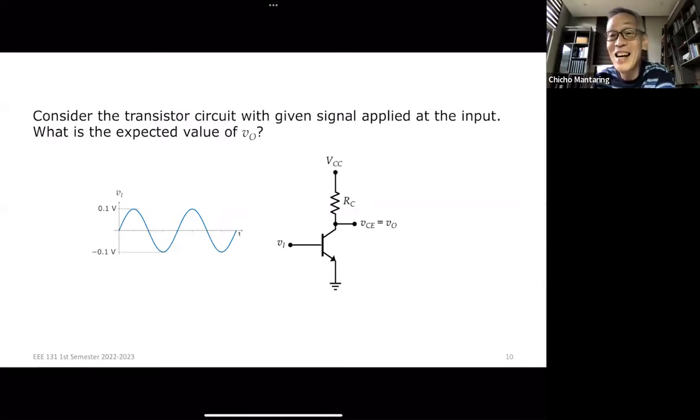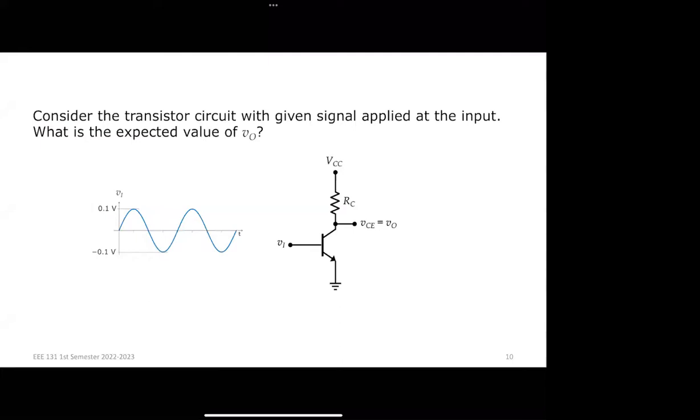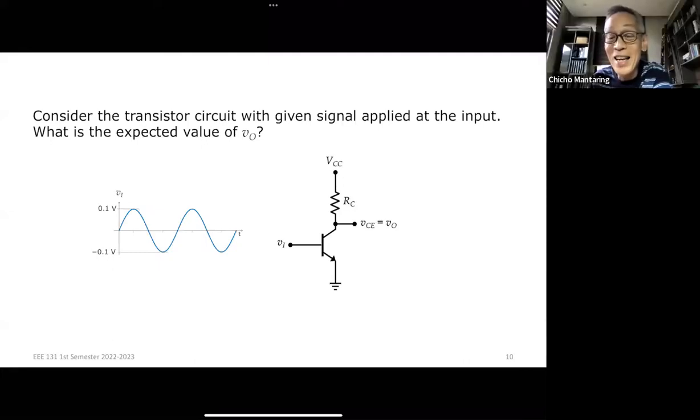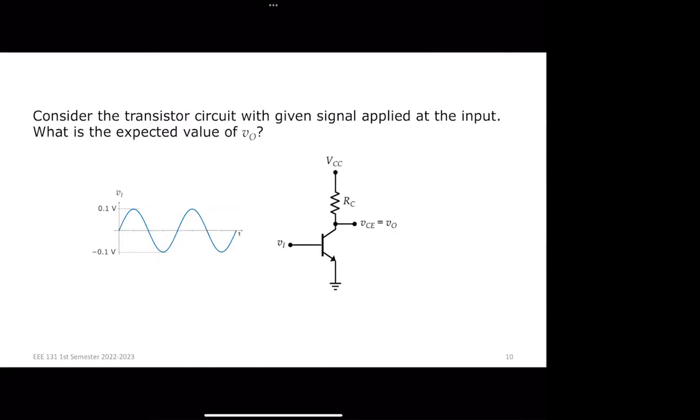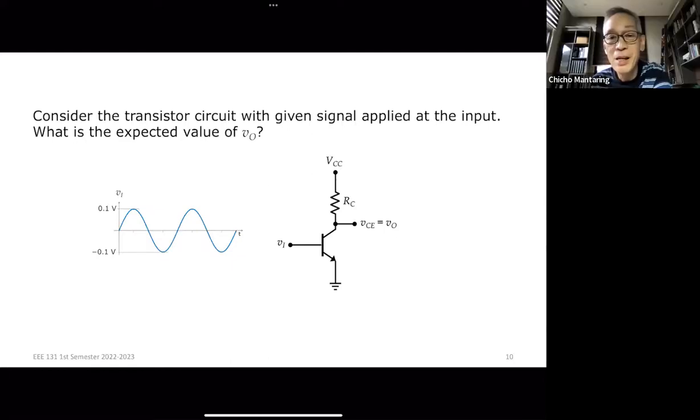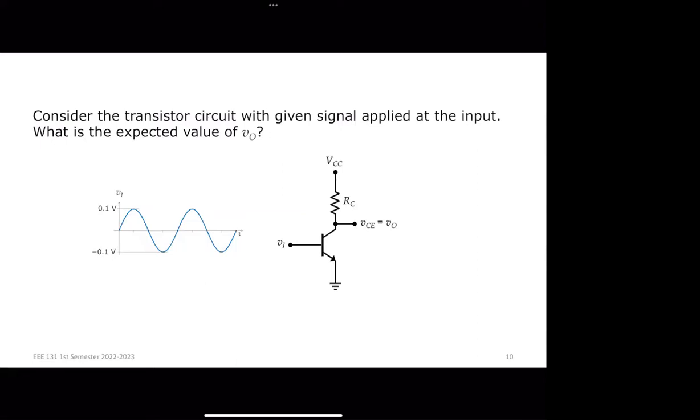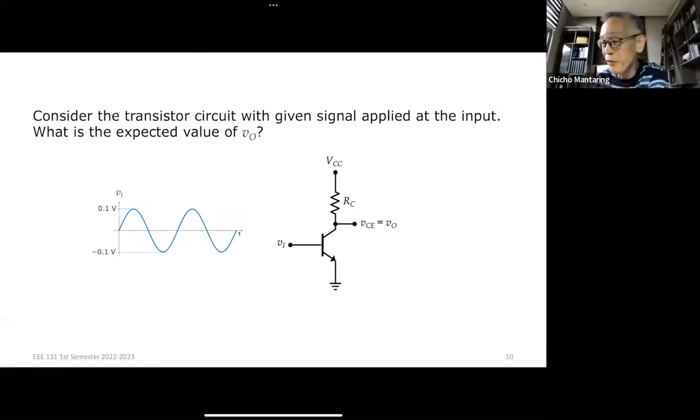Yes, John? Try lang po, sir. Equal po ba siya sa VCC? Yes, you're correct. Very good. Equal to VCC. Can you explain that? Pag tinignan po yung amplitude ng input, hindi po siya enough para ma-forward bias yung base emitter. So, zero yung base current, meaning wala rin pong collector current. Kaya, that's right. Very good. That's exactly the answer I was looking for.